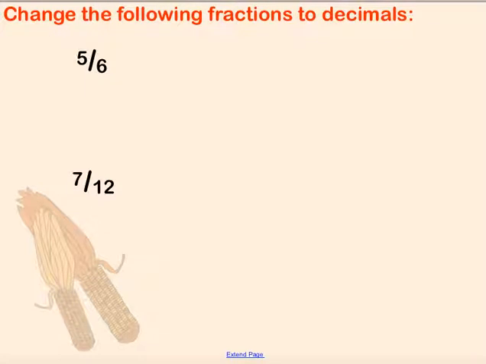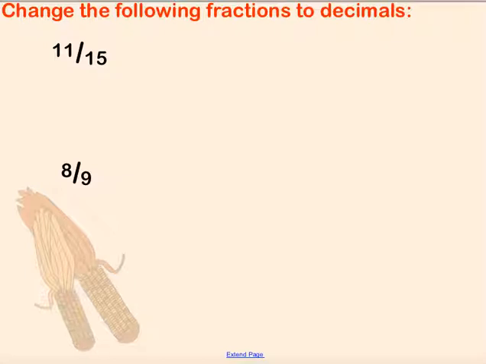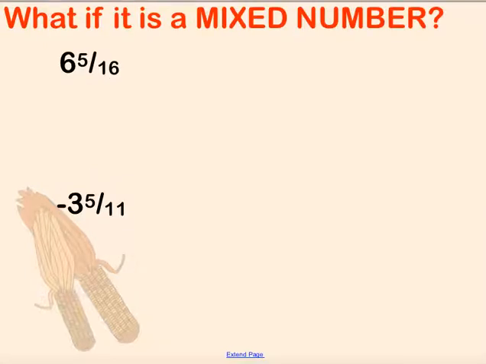Here are a couple other examples that you can try. 5 divided by 6, 7 divided by 12 to decide are they repeating or are they terminating. 11 divided by 15, 8 divided by 9.